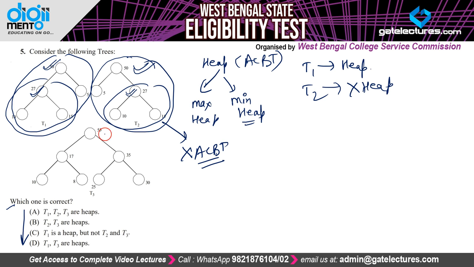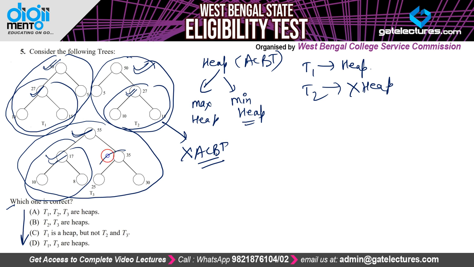Now, in case of T3, first of all, it is an almost complete binary tree. That is correct. Now, this is following the heap property. This subtree is also following the heap property. But this subtree is also following the heap property. So all the subtrees are following the heap property.